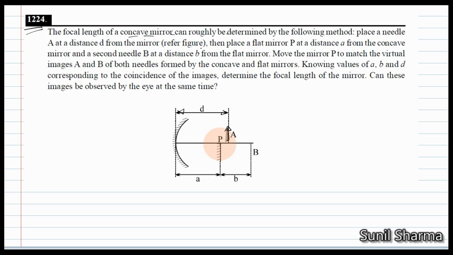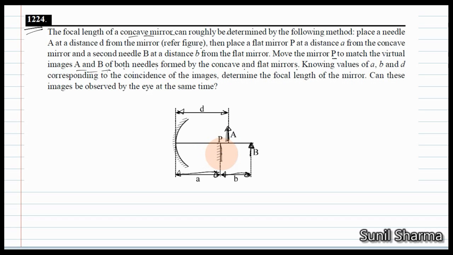So there is also a flat mirror, that is, a plane mirror. This is our plane mirror, which is at a distance A from the concave mirror, and at a distance B from the plane mirror we have placed another needle. So there is another needle placed at some point here, B. Now move the mirror P to match the virtual images of A and B, the images of the two needles formed by the concave and flat mirrors.